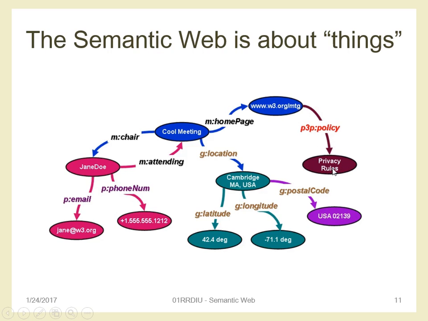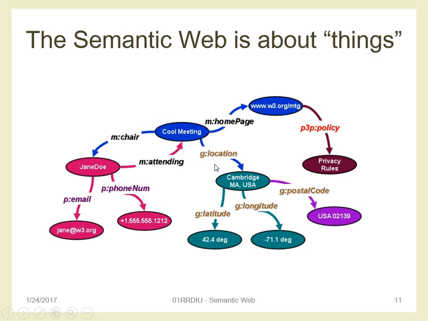Use a policy that is privacy rules, is located in Cambridge, Massachusetts, which has this postal code and has these geographical coordinates. So here you link data that are not homogeneous and you give a semantic to the links between these objects. The semantics here make you notice something that has a name, location, and a prefix, this G colon.